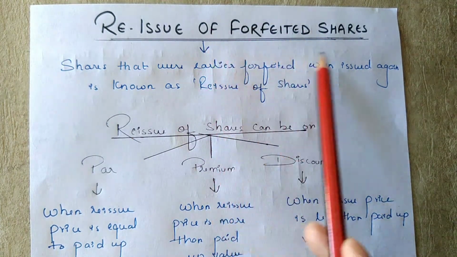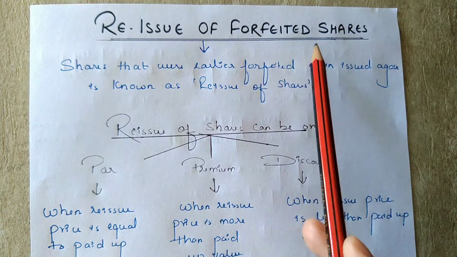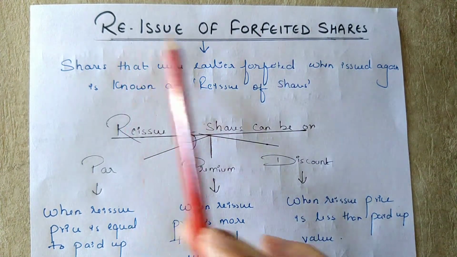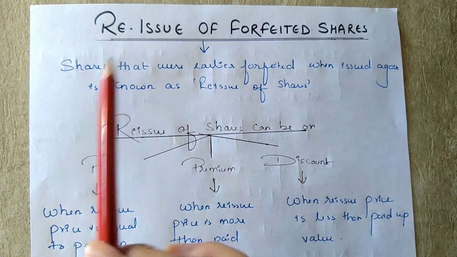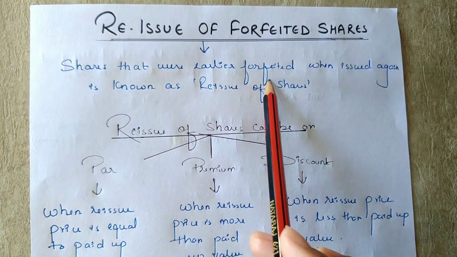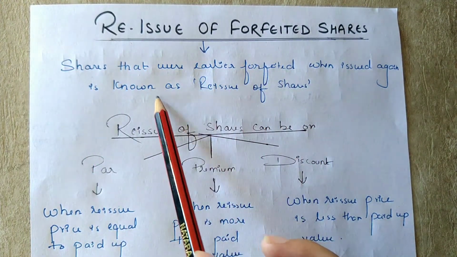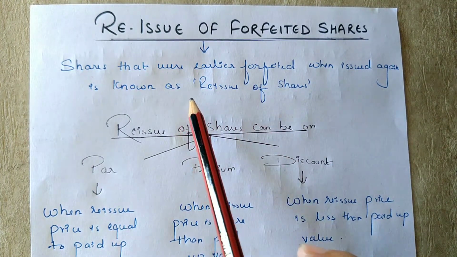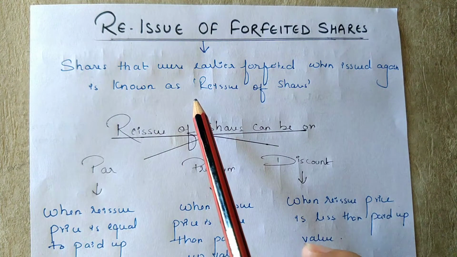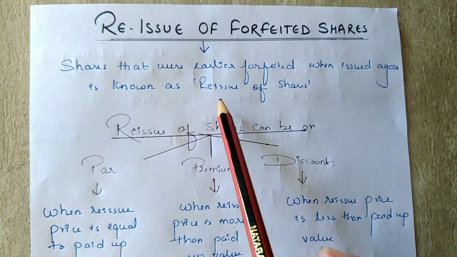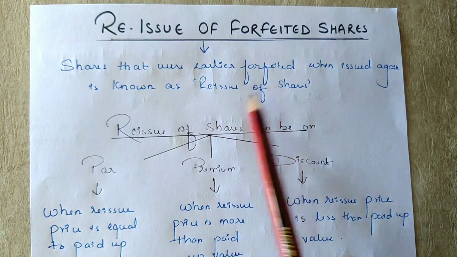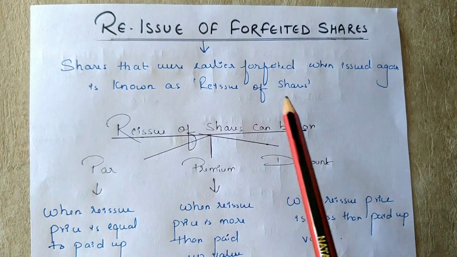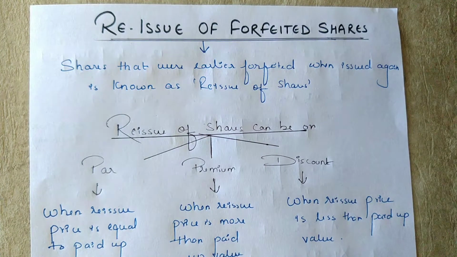As we know, forfeited shares means cancellation of shares, those shares which are cancelled. So reissue of forfeited shares means shares that were earlier forfeited when issued again is known as reissue of shares. Means the shares which were forfeited from shareholders on account of non-payment is now again issued to some other party. So as the shares are issued again, it is known as reissue of shares.